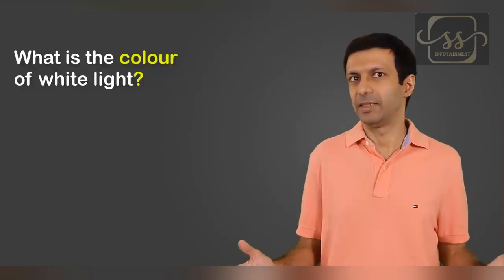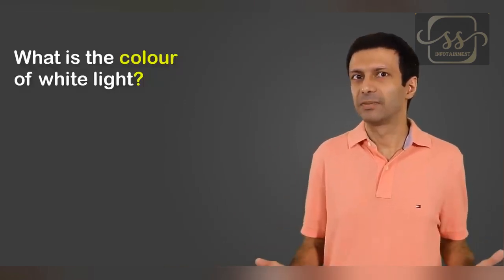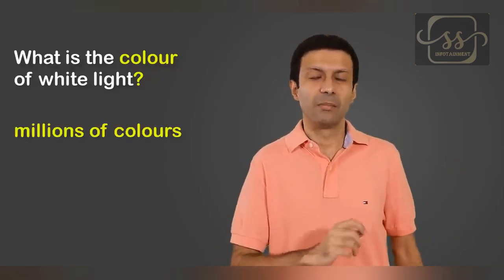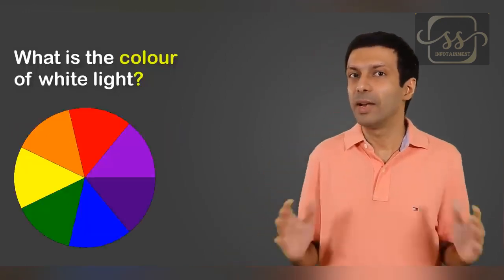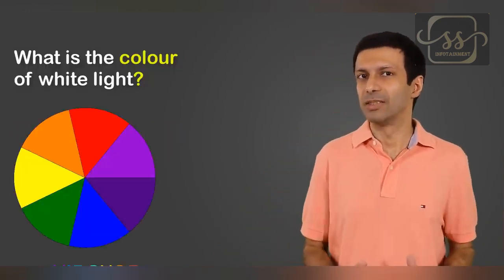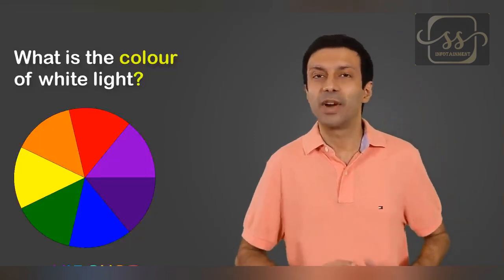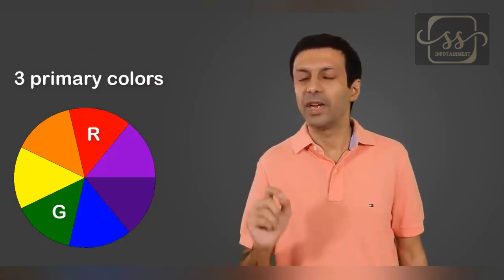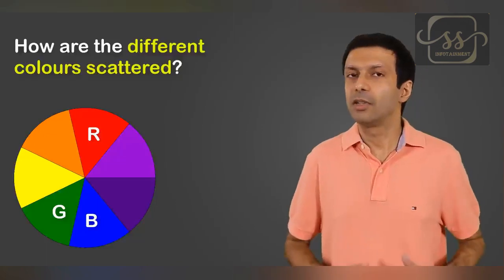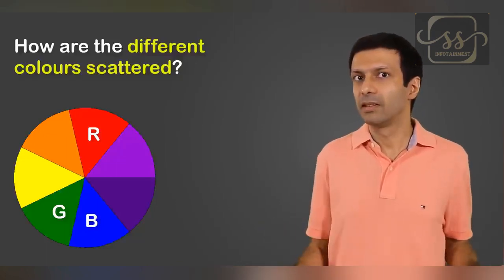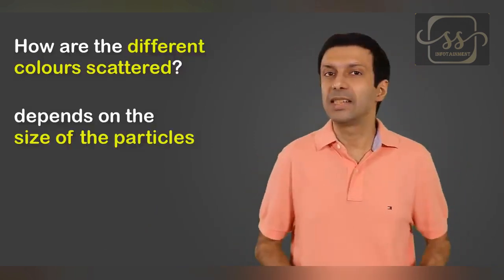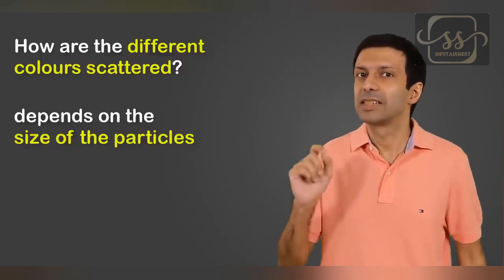Before we analyze scattering, let me ask you, what is the color of white light? Is it really white? That's right, white light is made up of millions and millions of colors. But for simplicity, we take it as the 7 rainbow colors or the 7 VIBGYOR colors. In this video, we'll simplify it even further. We'll just take the 3 primary colors, red, green and blue. Now, are the different colors scattered in the same way? The answer is it depends on the size of the scattering particles. So let's take a look at how the different size particles scatter light.